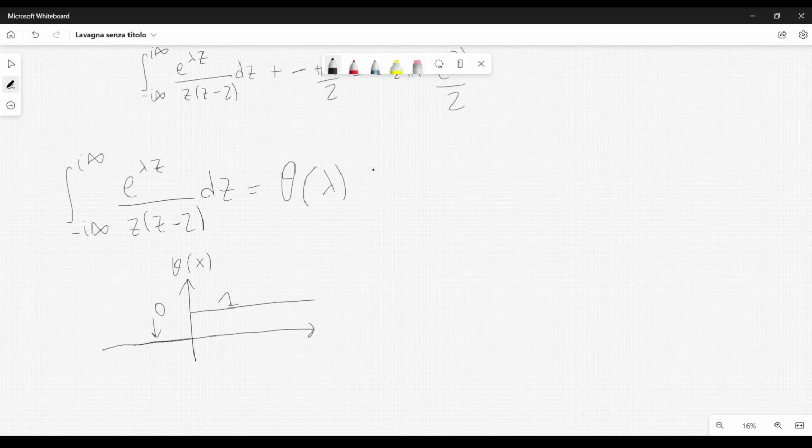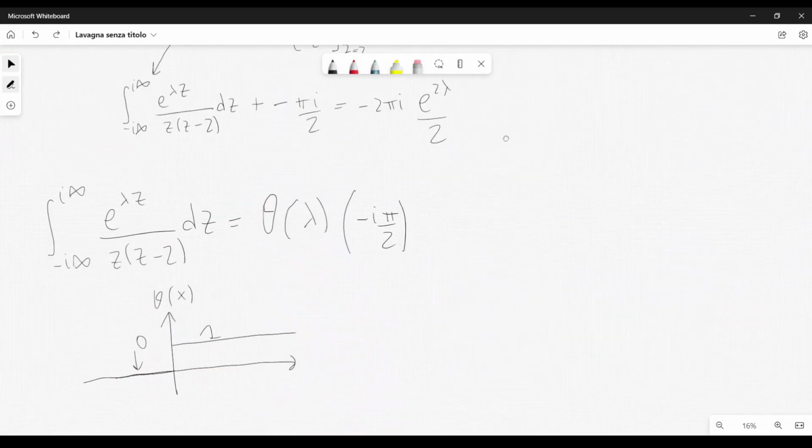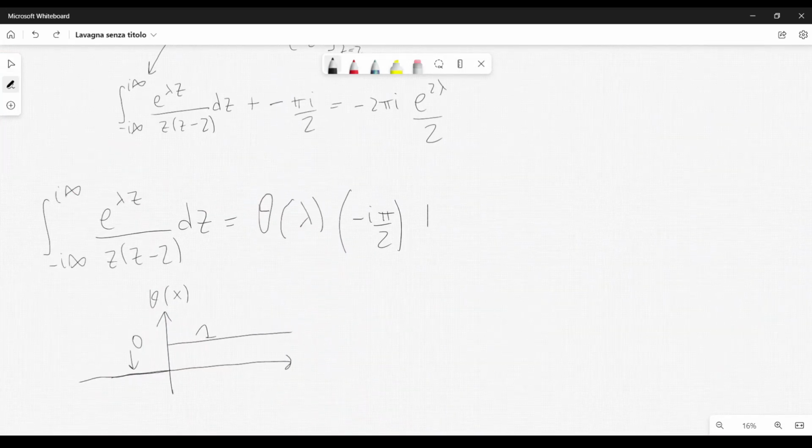So if lambda is positive, we found out that the result is minus i pi over 2. You can simply see it from here. Whereas if lambda is negative, I can rewrite it as theta of minus lambda. So if lambda is negative, the result is the following. We have pi i over 2, because we can simply move this term over to the right hand side, and then we have minus 2 pi i e to the 2 lambda over 2.